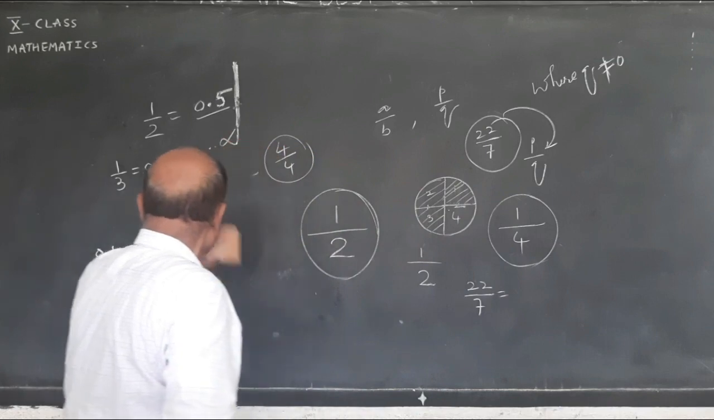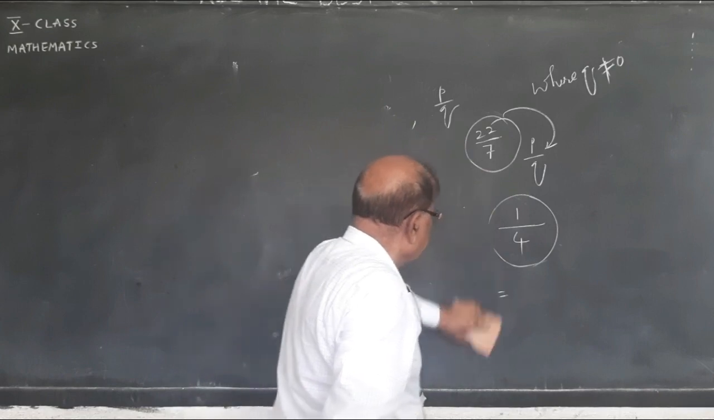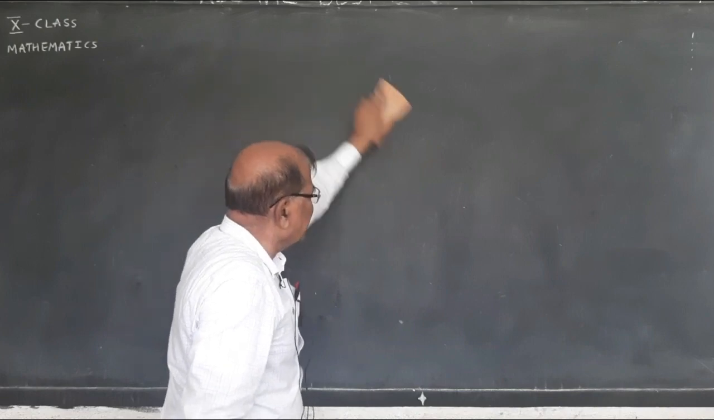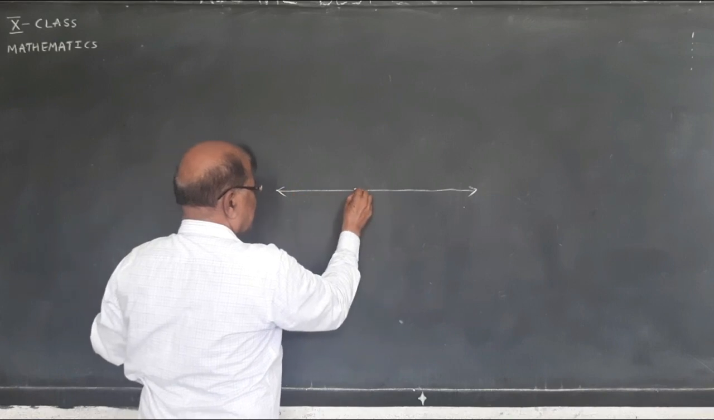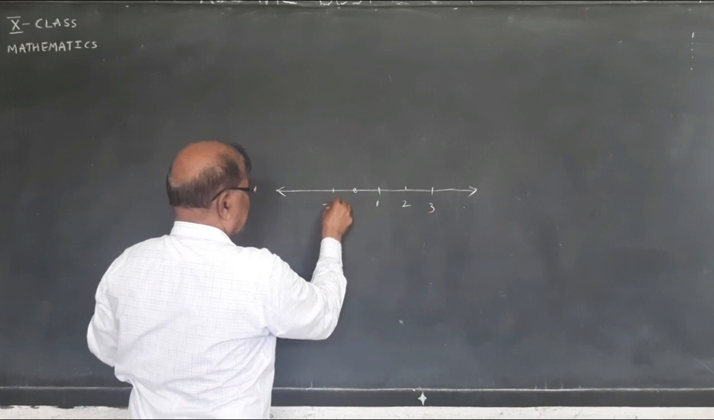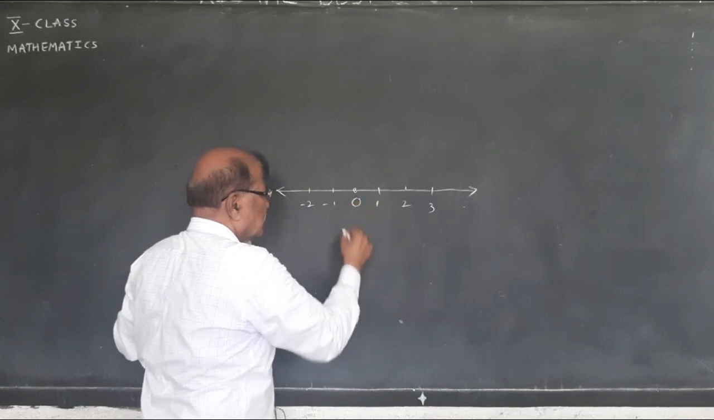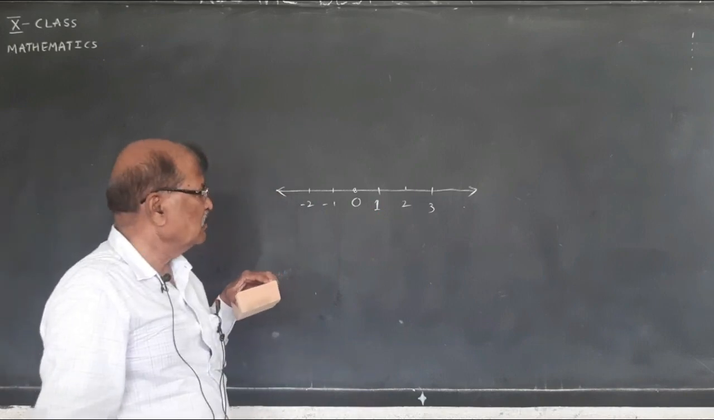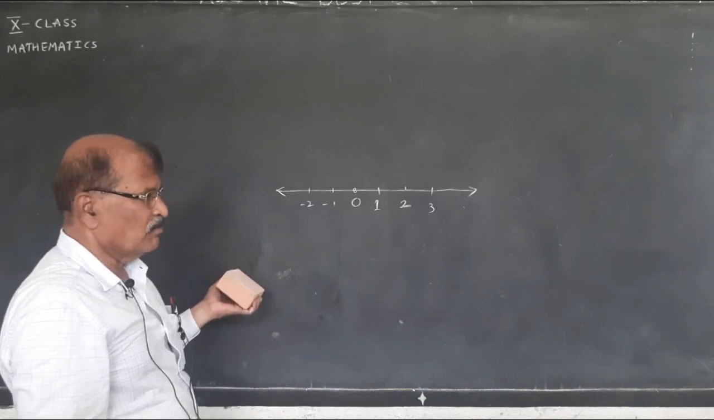rational numbers. So a rational number is a subset of real numbers. Why? It can be represented on a number line. You take a number line. This is 0, 1, 2, 3, minus 1, minus 2. This is 0. So 1 is a real number, a natural number. It is not a rational number. 2 is also a natural number. It is not a rational number.